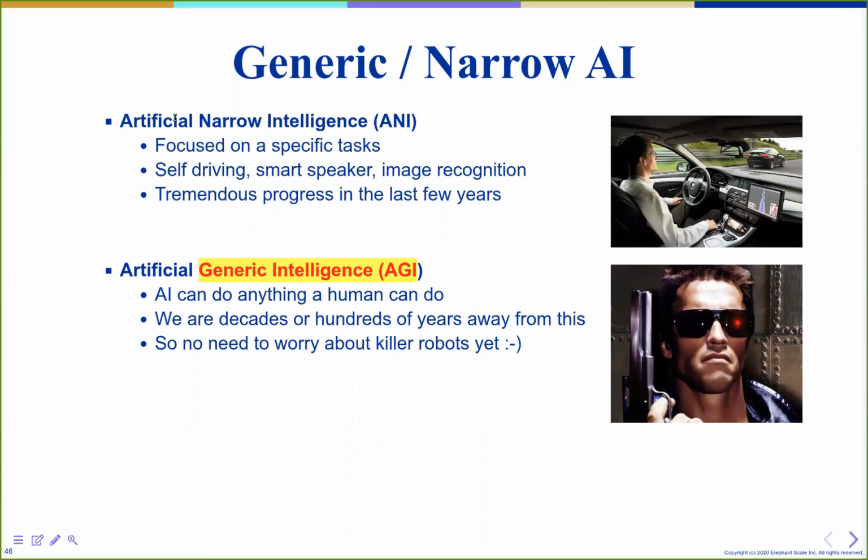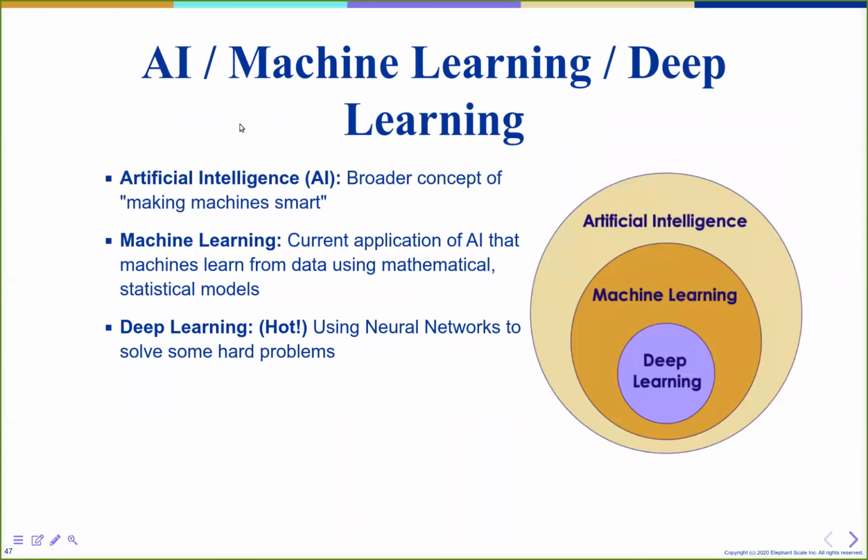So the AI we are making progress on is called narrow intelligence, or ANI. That's a term you'll hear people using, narrow intelligence, meaning AI designed for specific tasks. All right, so that's one.